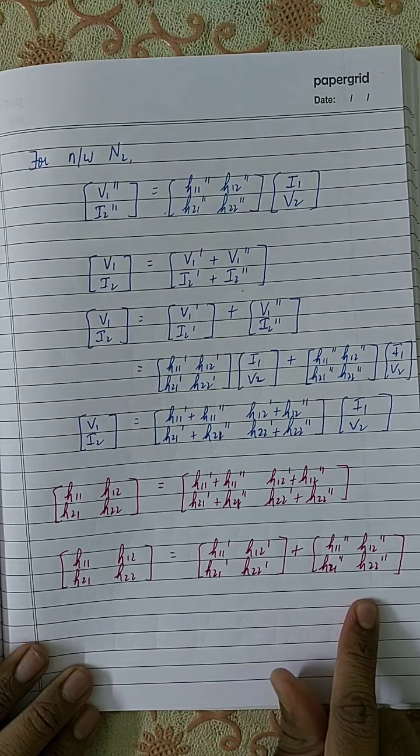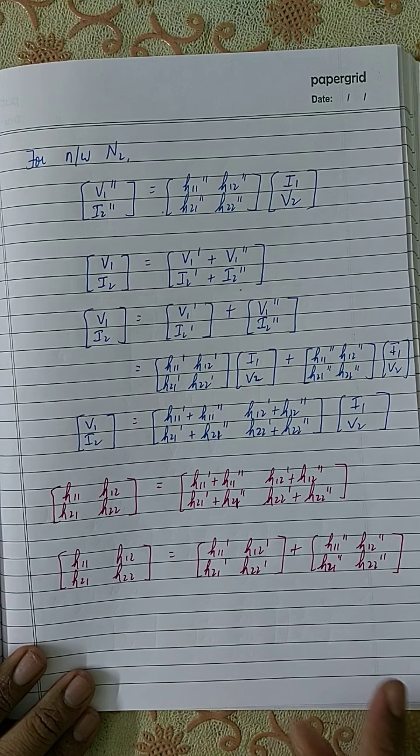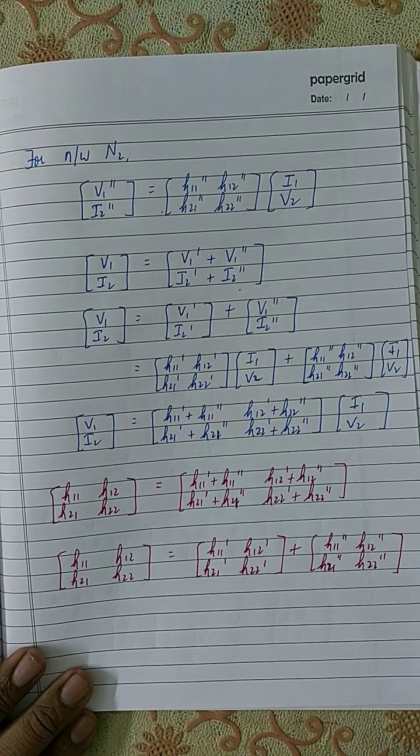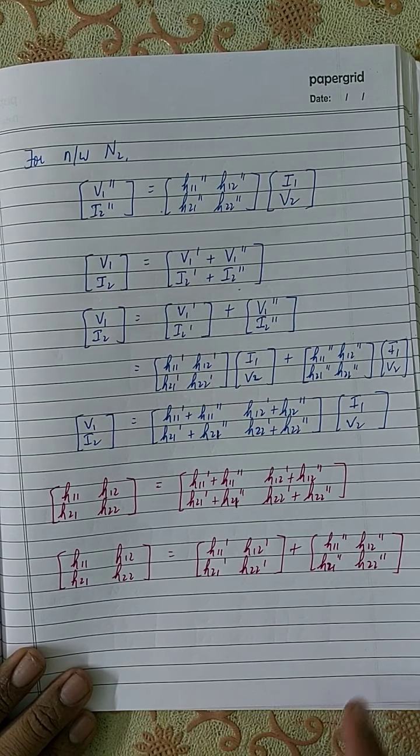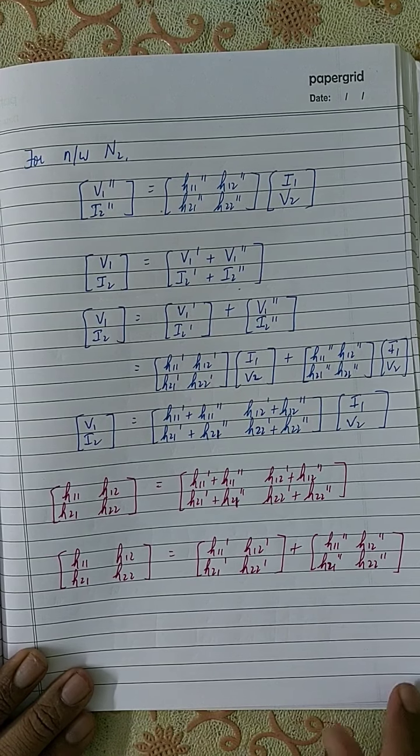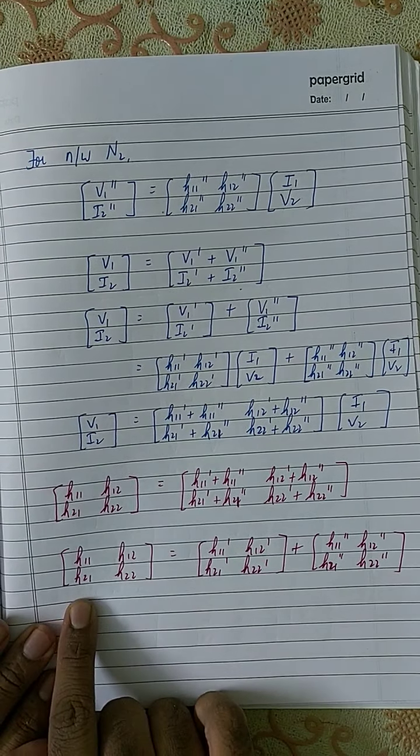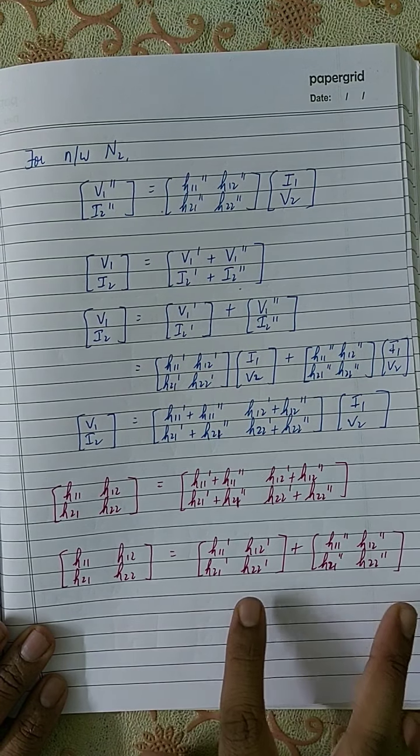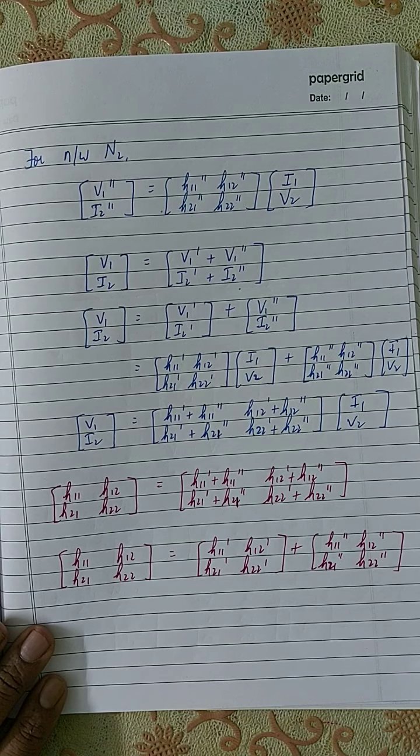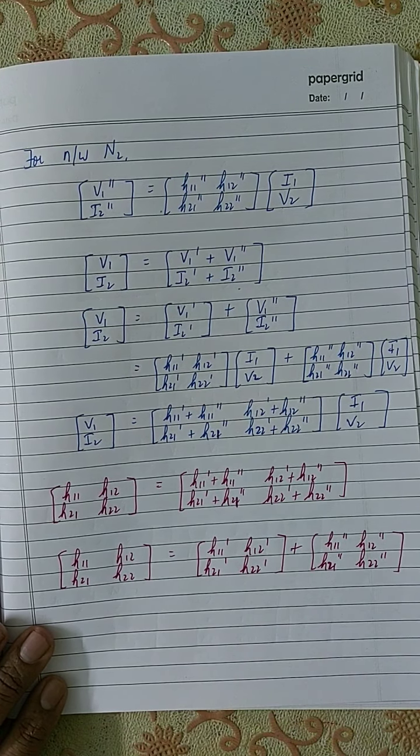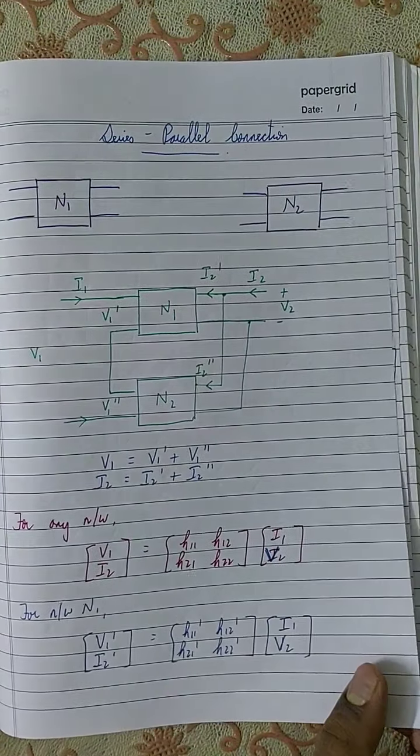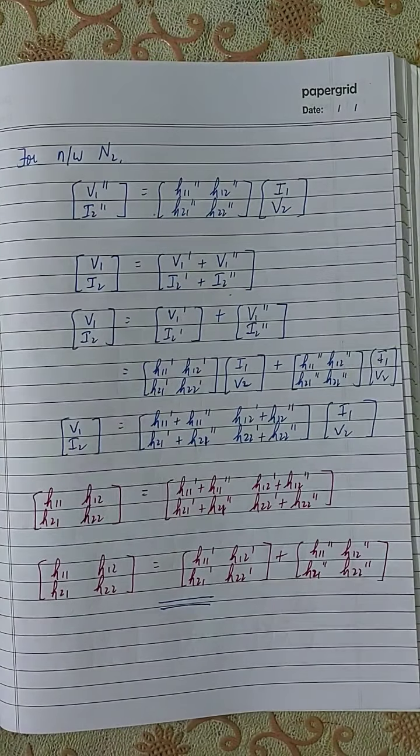What this means is that if two networks are connected in such a way that at the input side they are in series and at the output side they are in parallel, that is, in a series parallel connection, then the overall hybrid parameters are nothing but the sum of the individual networks' hybrid parameters. That is what you understand for a series parallel connection.